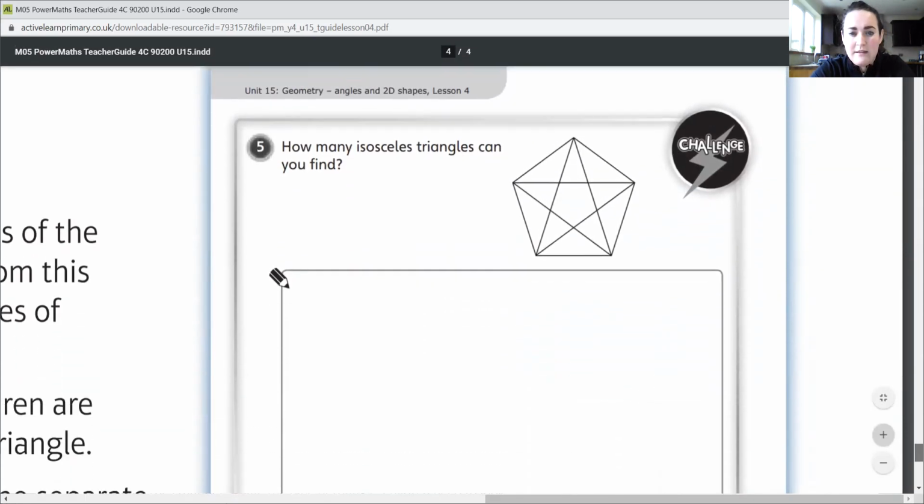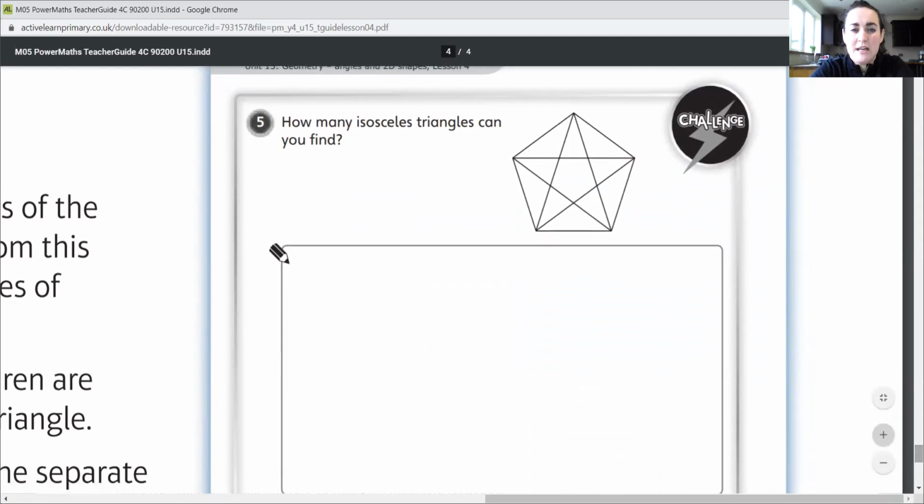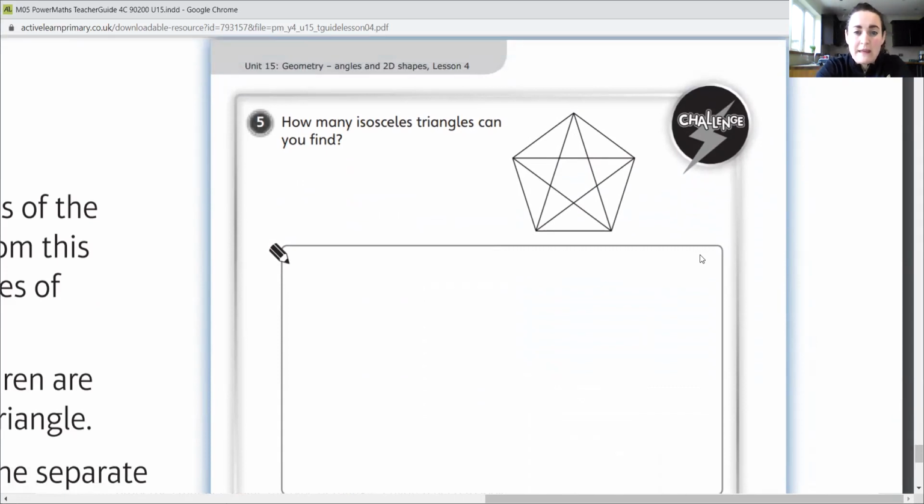And I think that is it, other than this challenge here. Remember, the challenge is there as a challenge. It is not expected for you to go on it if you don't feel comfortable with it. It might be that you do feel really comfortable and want to have a go. But how many isosceles triangles can you find within this pentagon?